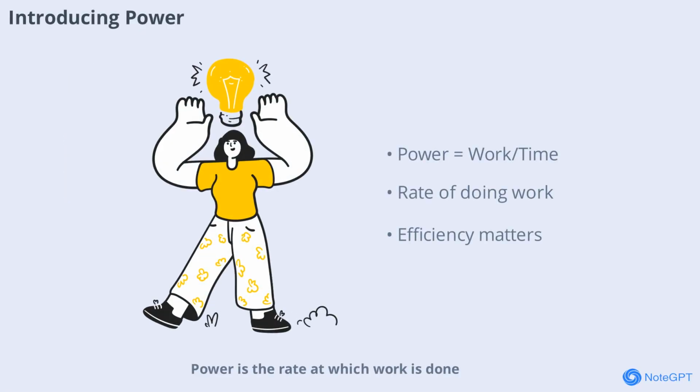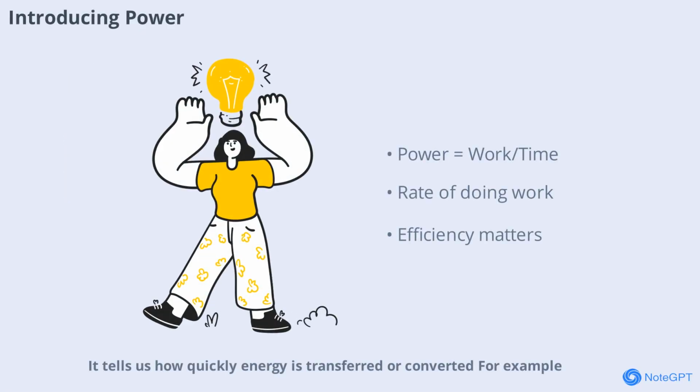Power is the rate at which work is done. It tells us how quickly energy is transferred or converted. For example, 2 people might do the same amount of work, but the one who finishes faster uses more power. Power is a crucial concept in understanding machines and energy efficiency. Let's see how it's measured and applied in real life.